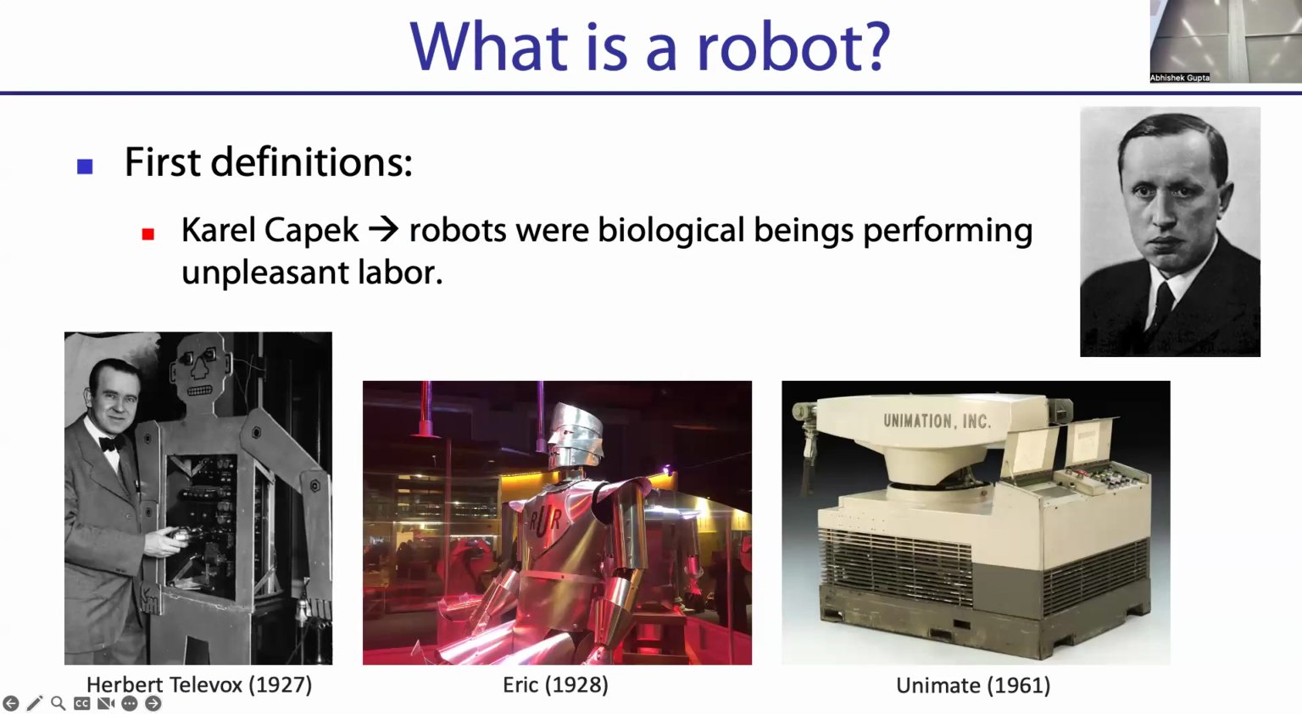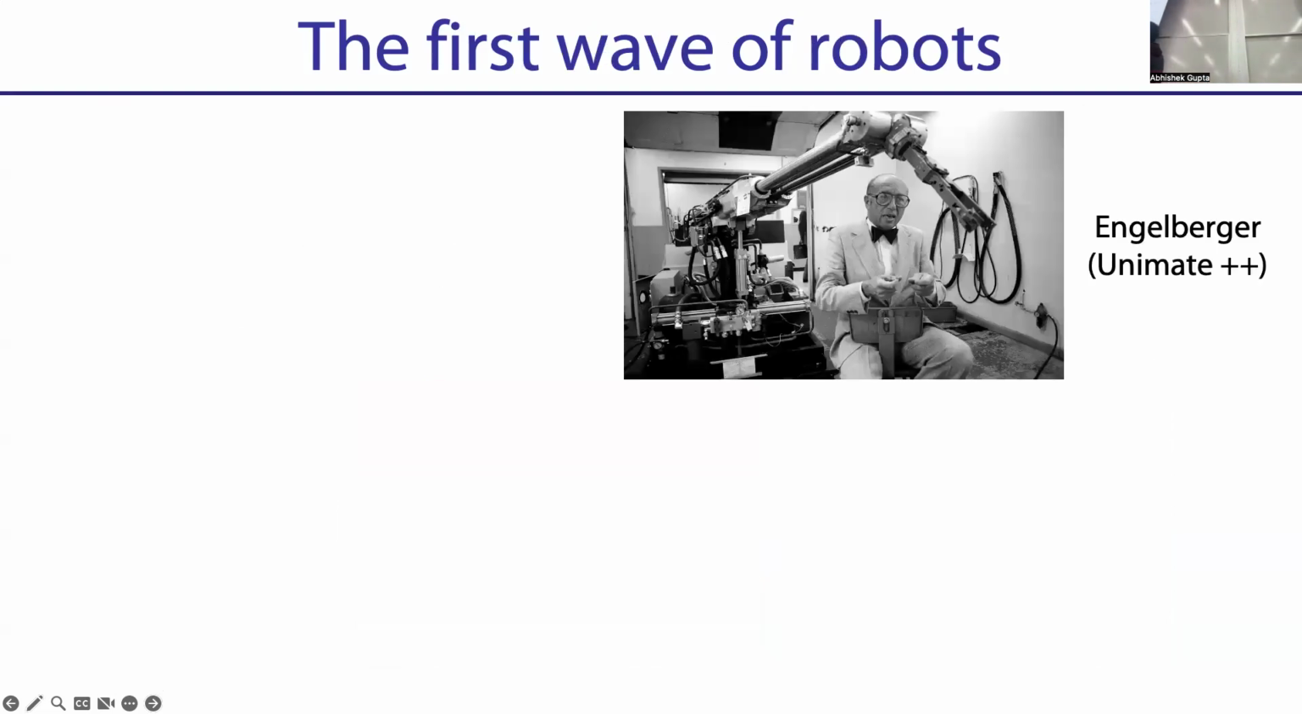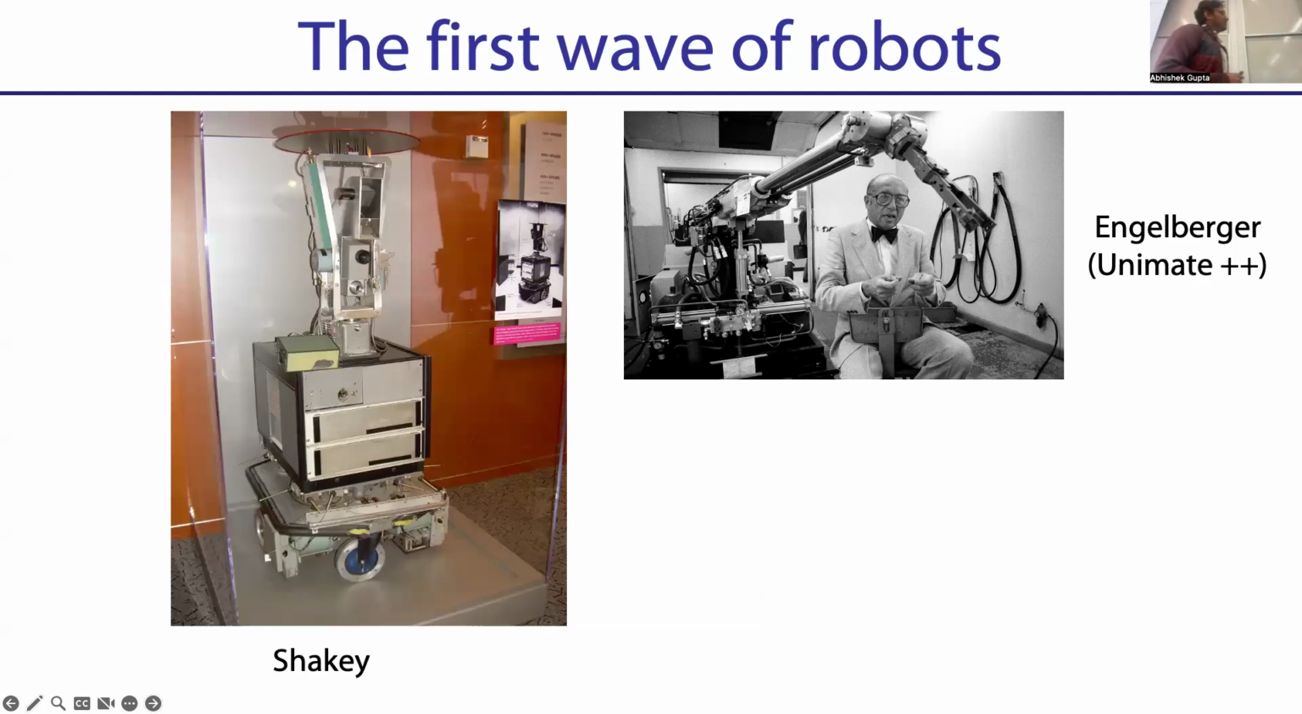And from there, we went to the next wave of robots, which took Unimate to Unimate Plus Plus and deployed it in a bunch of factories around the country doing manufacturing. But then we went to robots that are more familiar. So this one is called Shakey, came out of Stanford in the 60s. And that led to a lot of the algorithms we're going to talk about in this class.